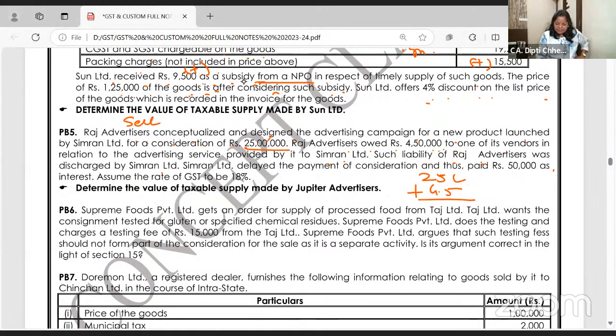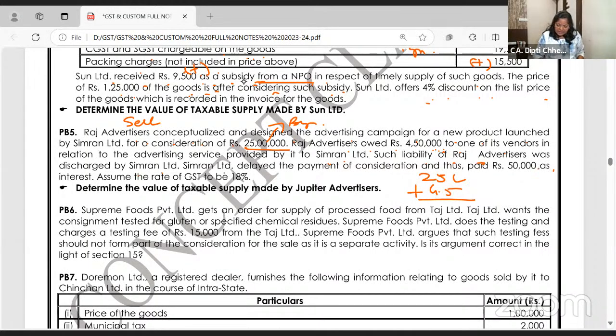He is the seller, he is the buyer. So the seller owed 4,50,000 to a third party, and that is paid by the buyer. So what is the buyer's name? Simran Limited paid me 25 lakhs and Simran paid the third party 4.5. So will you include it or not? Yes.